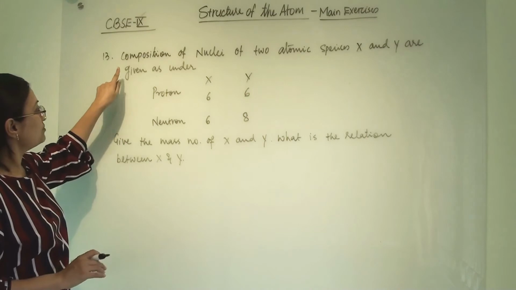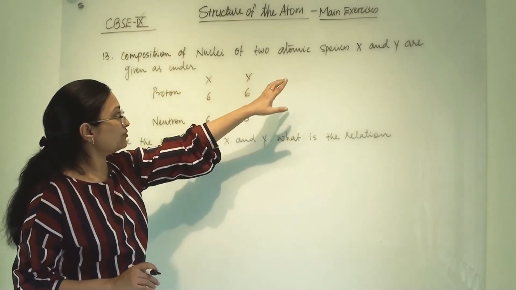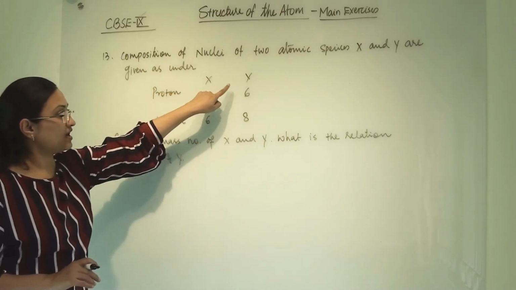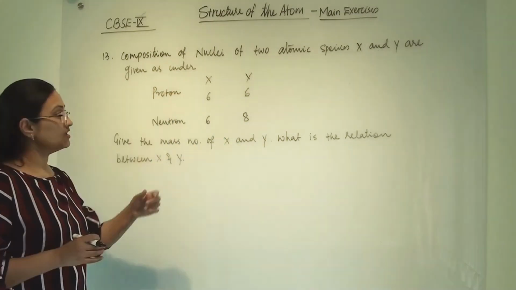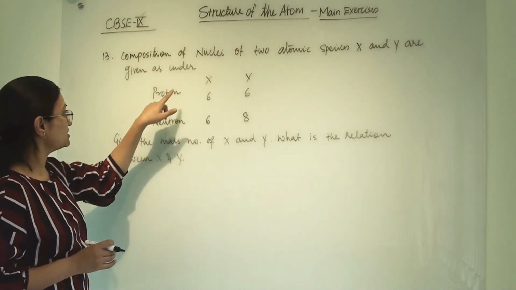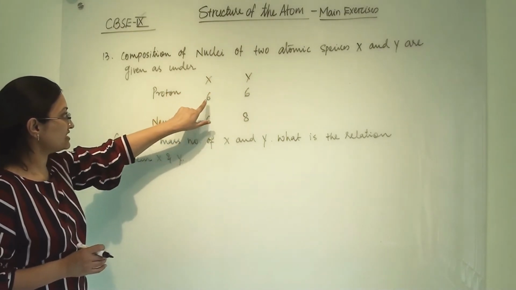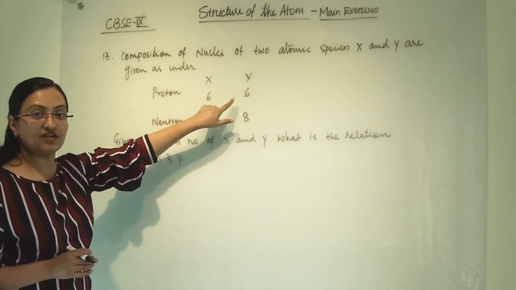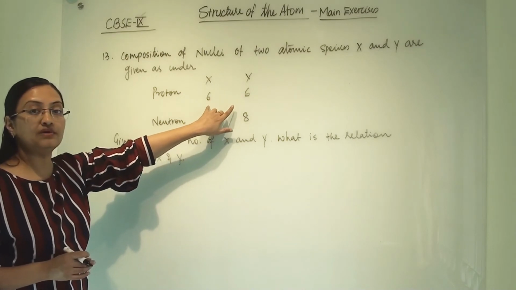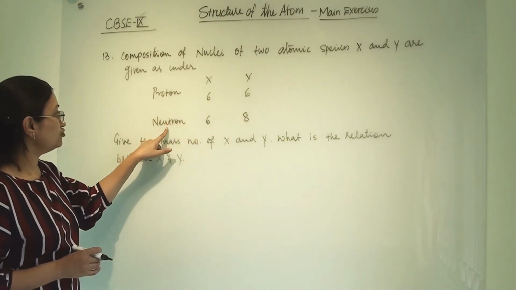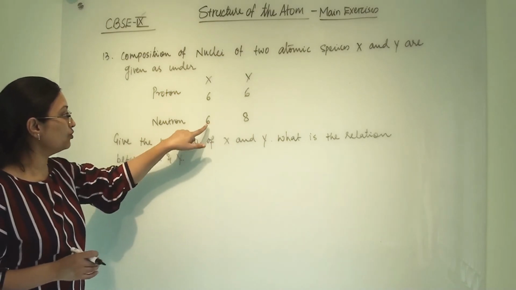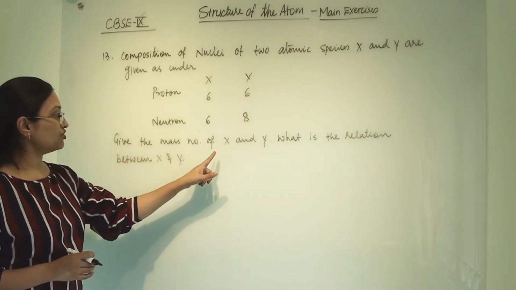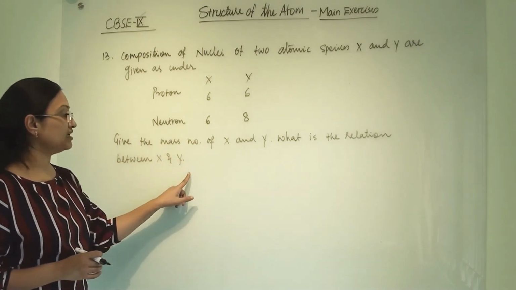The 13th question is: the composition of nuclei of two atomic species X and Y are given as under. So X and Y are two elements. In X the proton count is 6, and in Y the proton count is 6. So that means both have atomic number 6, so they are probably the same element. Now the neutron count is different in both of them, here it is 6, here it is 8. Give the mass number of X and Y. What is the relation between X and Y?